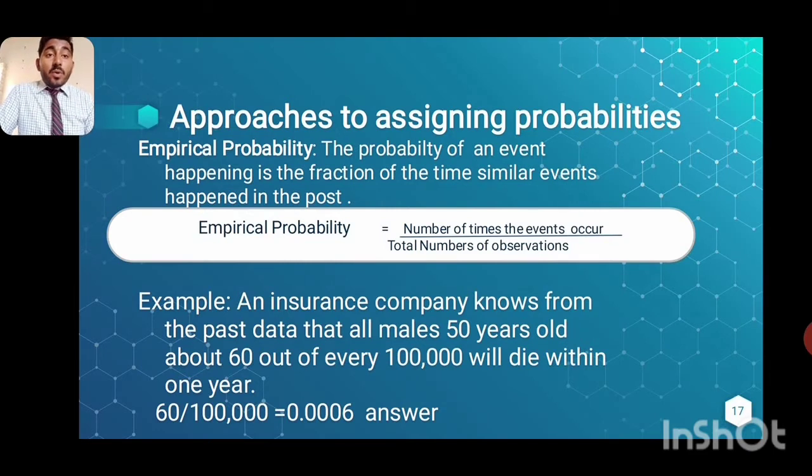Approaches to assigning probabilities: empirical probability. It is the probability of an event happening based on the fraction of the time similar events happened in the past. The formula is the number of times the event occurred divided by the total number of observations. Example: an insurance company knows from past data that of male 50 years old, about 60 out of every 100,000 will die within 1 year. 60 divided by 100,000 is equal to 0.0006, the answer.